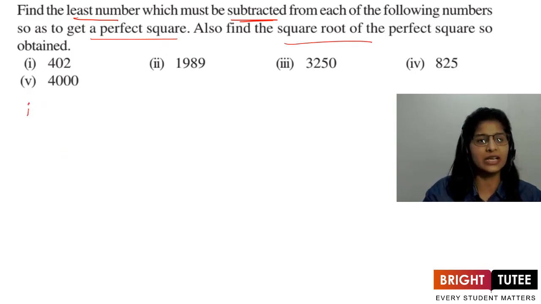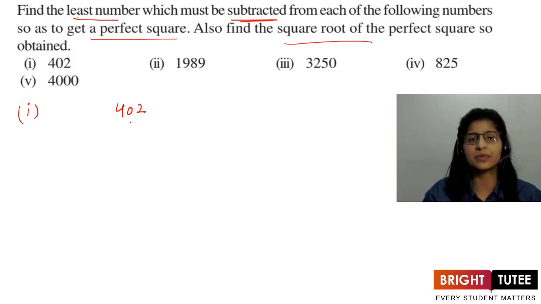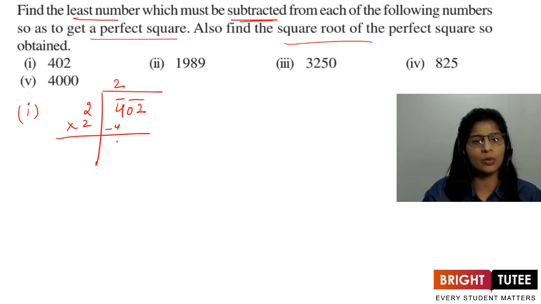So the first one is 402. Make pairs first, that means place the bars. So first 2 and 0 will make one bar and on 4 there will be another bar. Let's find out the square root. First of all we'll do 2 2s are 4. When we subtract, what do we get? 0. Double of 2 is 4 here. Now we will copy 02. We have 4 here. It is not divisible. We'll place 0 here. Clear? So what is the answer that we are getting? Remainder is 2 here.